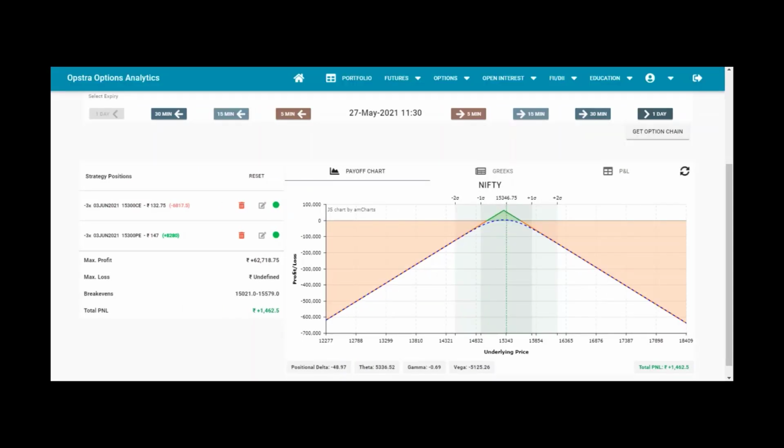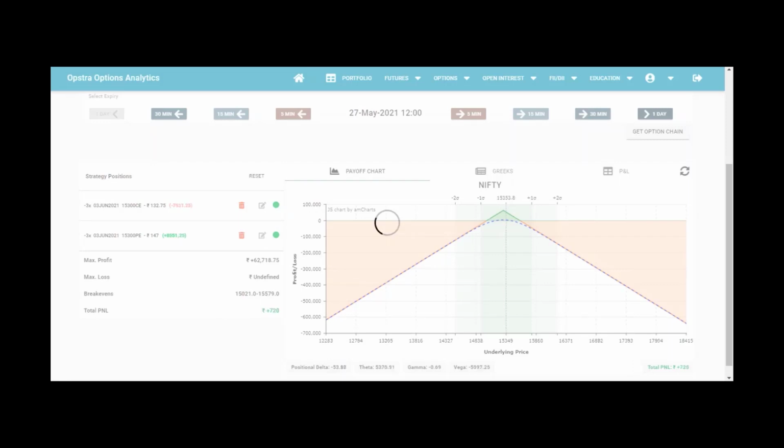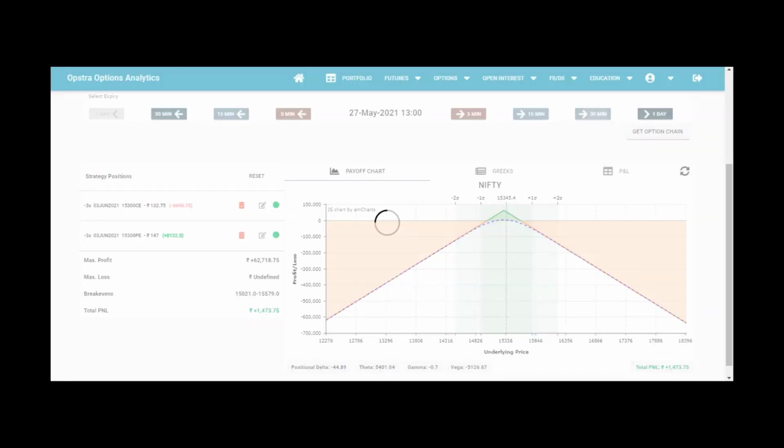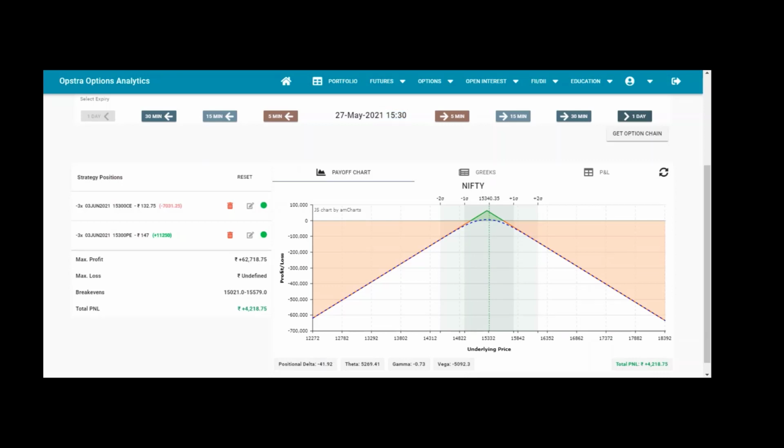From here I will go 30 minutes for some time. This is the very first day we implement this setup straddle, right? So let's go 30 minutes ahead from here, and you can see the profit here, how much we are making the profit. And by the end of the day we are in the profit of 4,218 rupees. Okay, so if I go 5 minutes ahead, on the 28th May when the market opens at 9:20 we are in the profits of 3,260 rupees. Okay, so from here let me go 1 day ahead due to the time constraint.